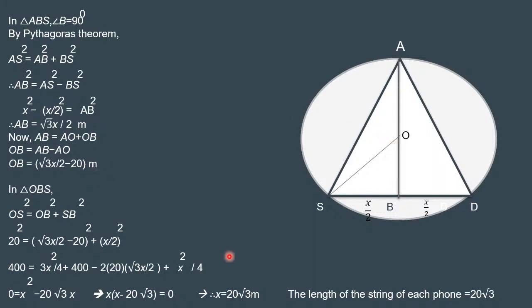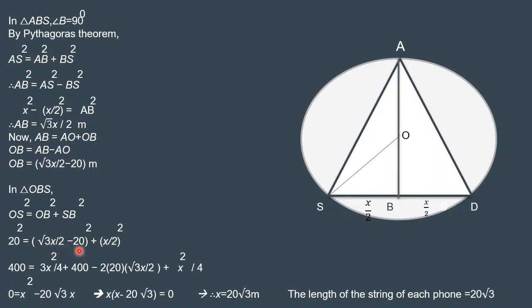Now in triangle OBS, angle B is 90 degrees. So by Pythagoras theorem, OS square is equal to OB square plus BS square. Now OS is also the radius, so OS will be 20. So 20 square is equal to OB square, which is (under root 3 x by 2 minus 20) whole square, plus SB, which is x by 2, so (x by 2) whole square. So 20 square is 400, equal to (under root 3 x by 2 minus 20) whole square plus (x by 2) whole square.